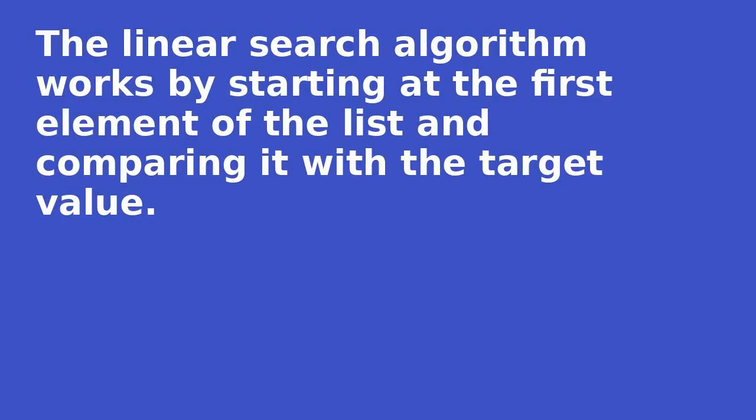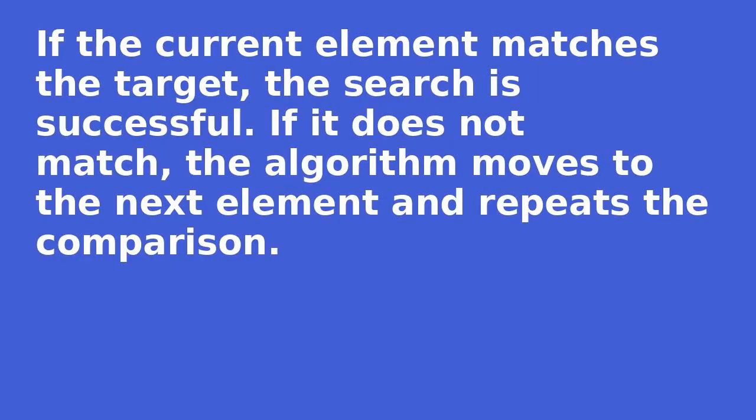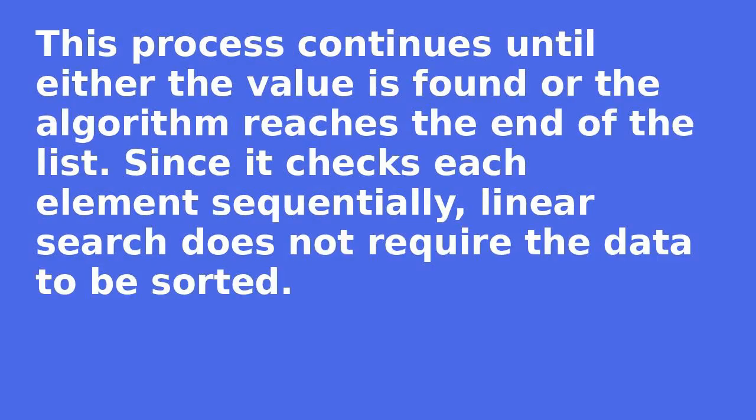The linear search algorithm works by starting at the first element of the list and comparing it with the target value. If the current element matches the target, the search is successful. If it does not match, the algorithm moves to the next element and repeats the comparison. This process continues until either the value is found or the algorithm reaches the end of the list.